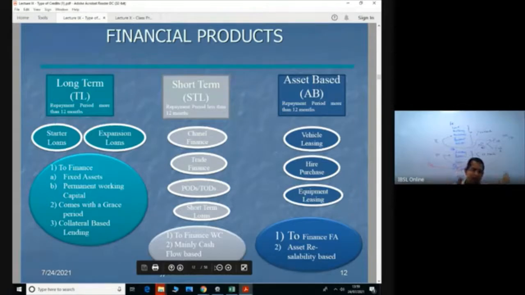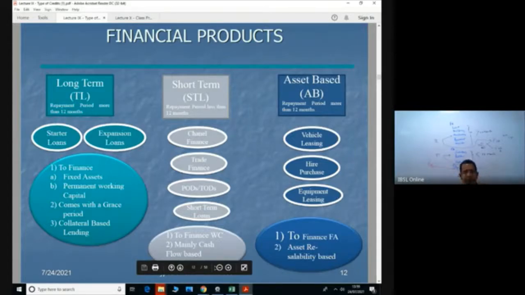Term loans are given for two purposes: starter loans, which are for startup businesses, and expansion or modernization loans for existing customers. Normally they finance fixed assets, but permanent working capital also can be financed through term loans.